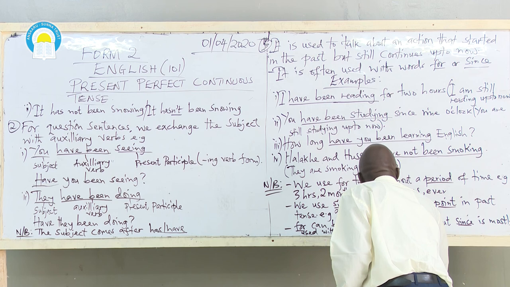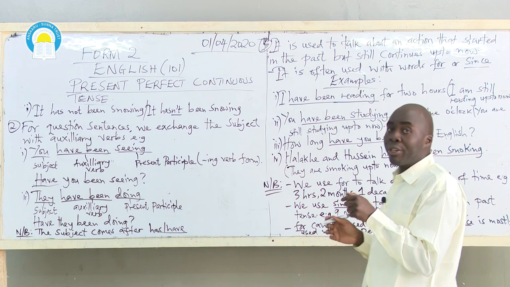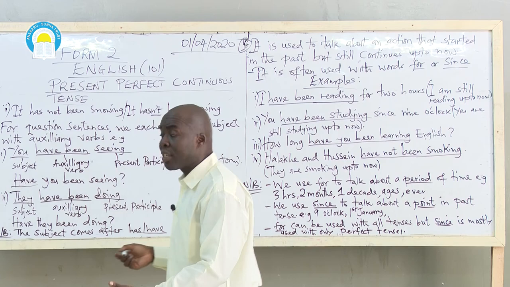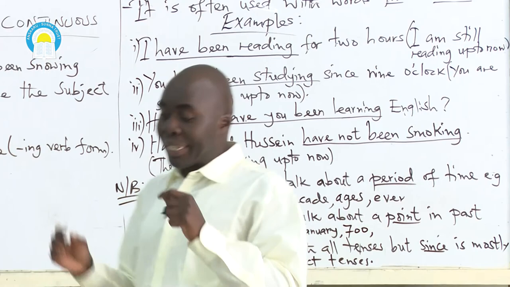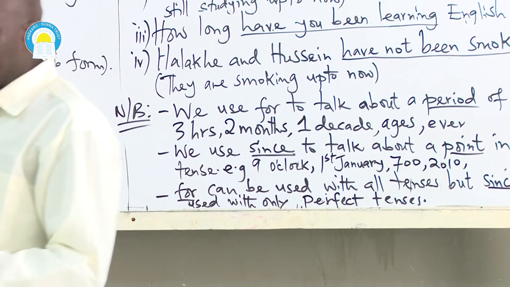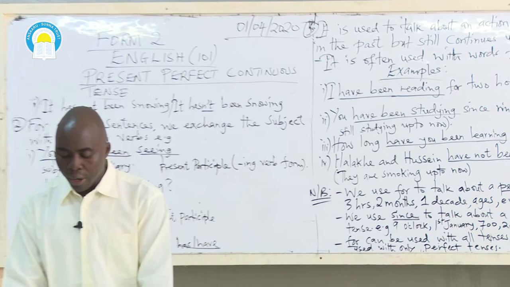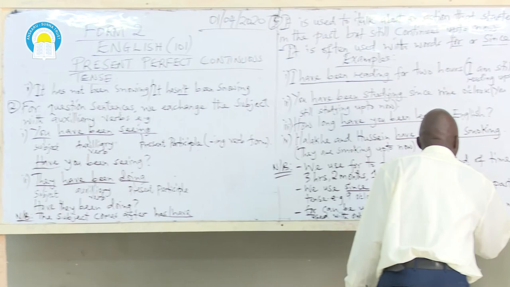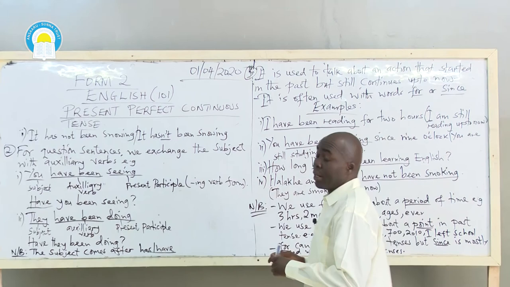'For how long have you been studying English?' 'Since 1st January.' So you are talking about a specific time. Then again, instead of decades, you talk of 700 days. Still, since 2010, instead of talking of over 10 years, you talk of since 2010. You are talking about a specific time, a point in time. Then you can also talk of, since I left school. Or at the beginning of time.